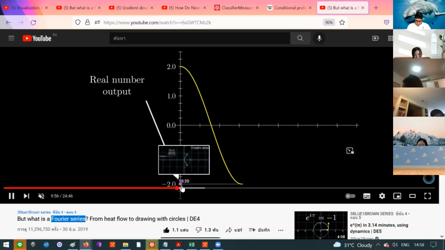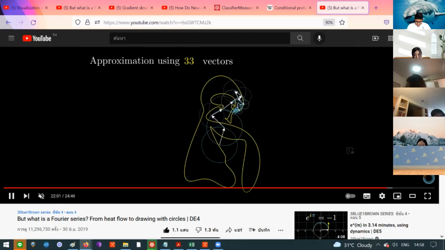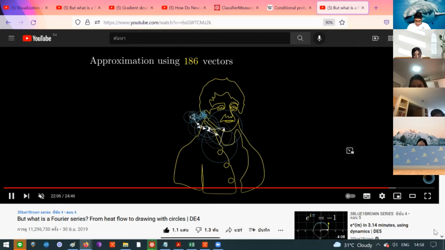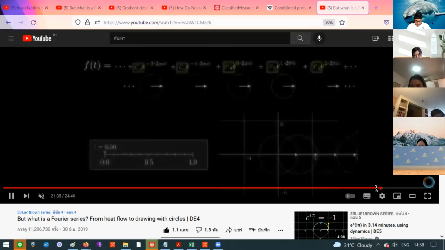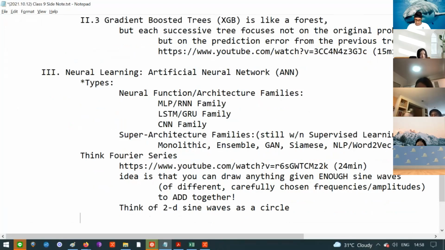Now this thing is even nicer than that. This is in 2 dimensions. You can draw things in 3 dimensions. Let me see, what's the last picture in this video? If you think of a sine wave in 2 dimensions, it's a circle. Watch this. See, this guy is adding. Let me write this. Think of 2D sine wave as a circle. You can draw a 2D picture given enough circles.